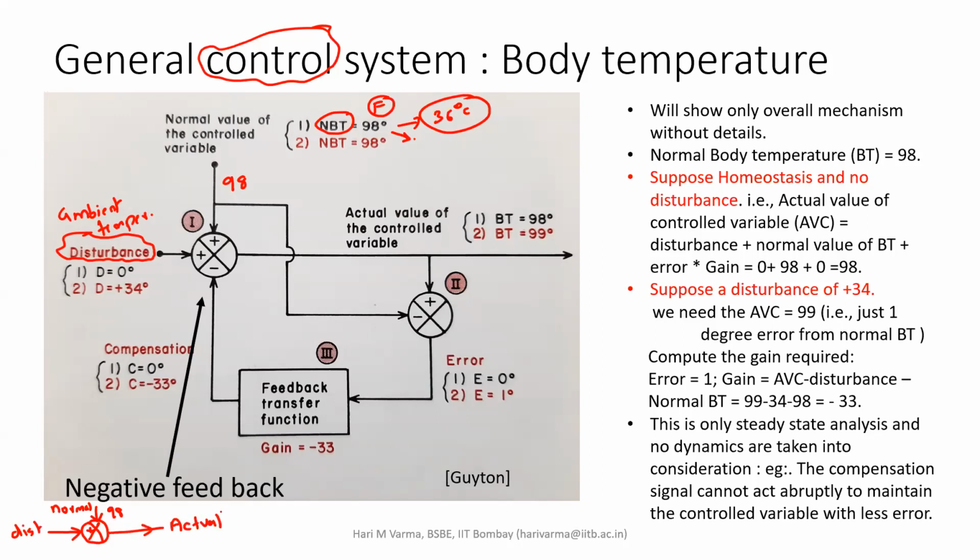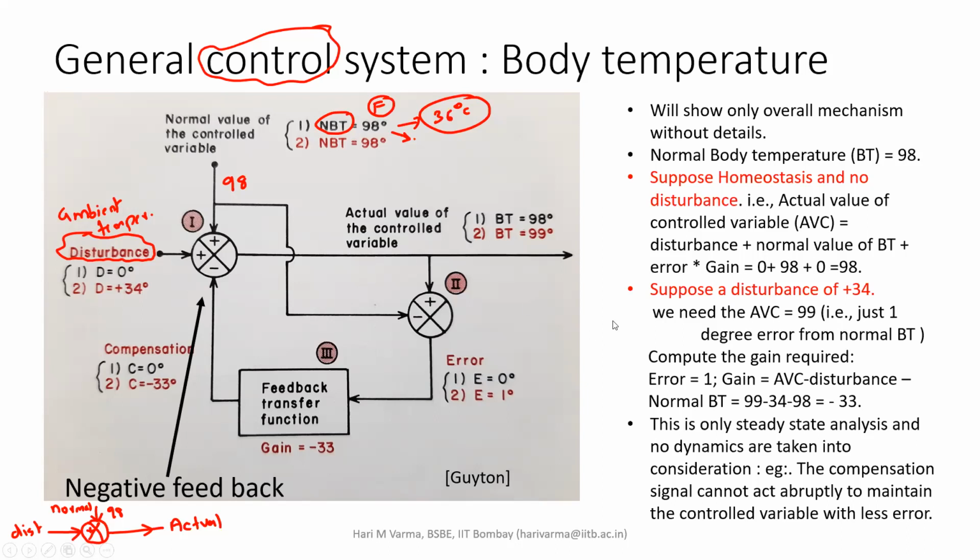Now what is actual? Actual is nothing but your actual body temperature. So normal is what you desire, that means 36 degrees or 98 degrees. There is a disturbance, which can be any value, but combined based on this disturbance and the normal, you will get an actual body temperature. Now, according to this diagram, what can be the actual? Can you guess? Let's forget this feedback and all those things. Just this part.